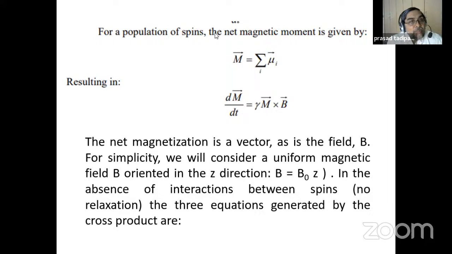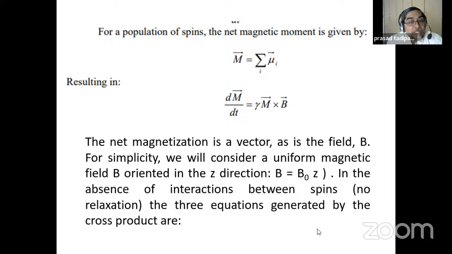For a population of spins, the net magnetic moment is given by the sum of mu i, and this results in the net magnetization. dM by dt, where M is a vector and B is the magnetic field, and we will consider a uniform magnetic field oriented in the z direction, B naught z, in the absence of interaction between the spins. That means no relaxation mechanism. Initially we will consider no relaxation mechanism to simplify.